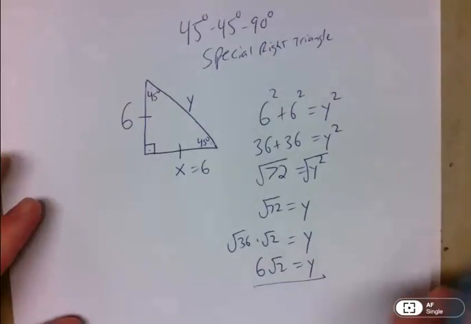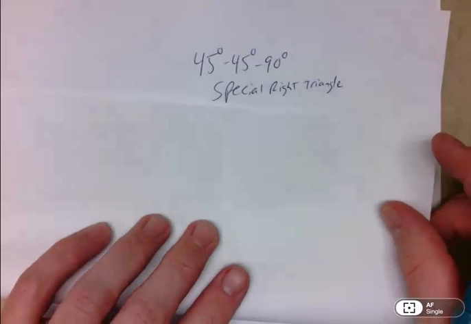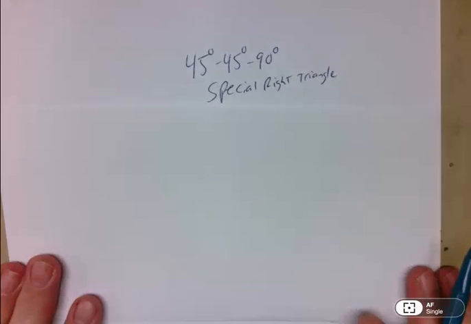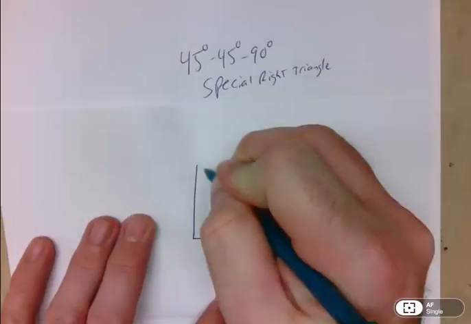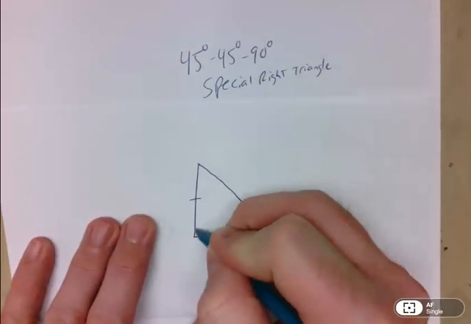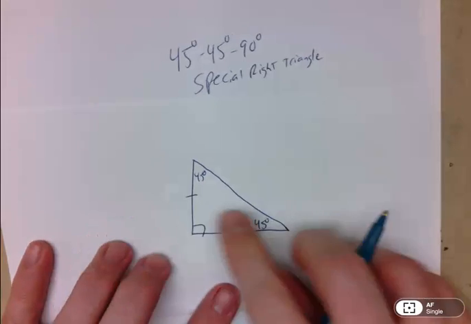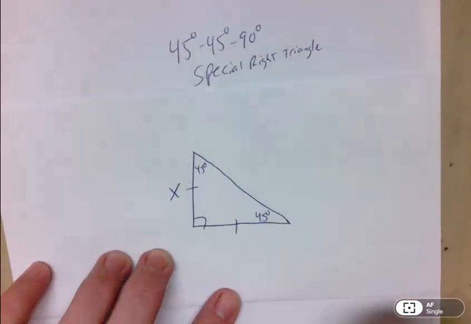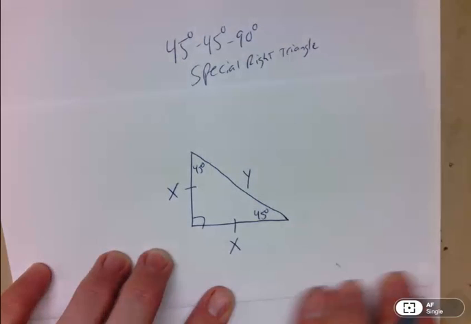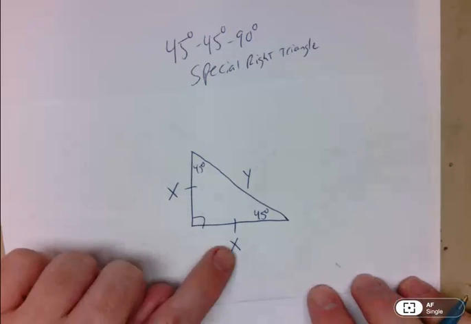So we're going to do the same kind of problem again, but this time I'm not going to use the value 6. I'm going to make another isosceles right triangle, 45 degrees, 45 degrees, but instead of giving this a value of 6, I'm going to give it a value of x. That makes this one x, and I'll still call this one y. And I still want to solve for y, but I want to solve for it in terms of just x's.